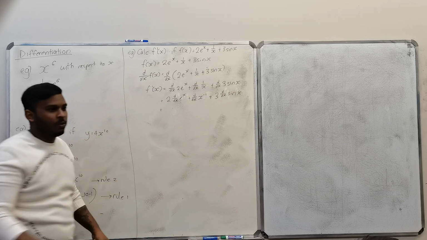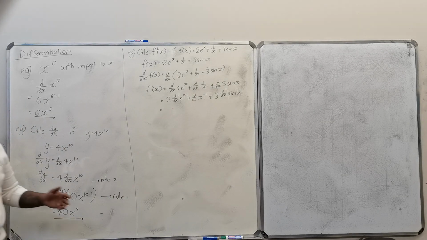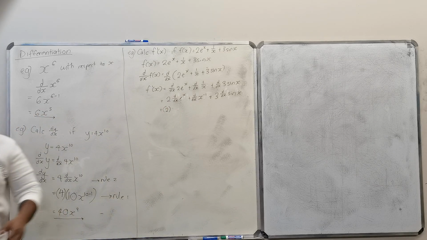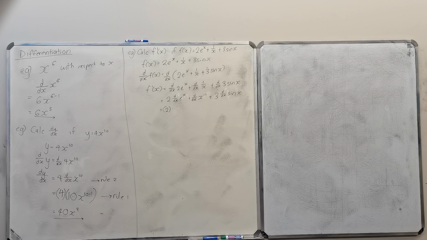Go to your rules now. That's rule number 1. Go to your rules. d over dx of e to the power x is what? Is that rule 5? No, rule 1. Follow your rules. Which one looks like d over dx e to the power x? Number 5, right? It looks small, but it's d over dx e to the power x. You can also use your other sheet if you can't see it so clearly.